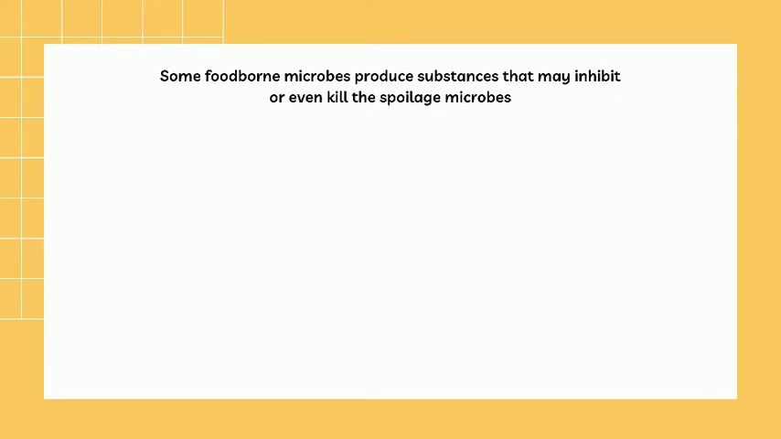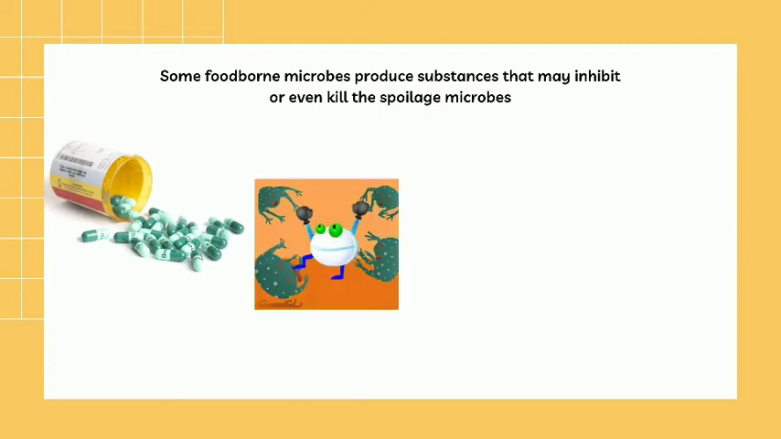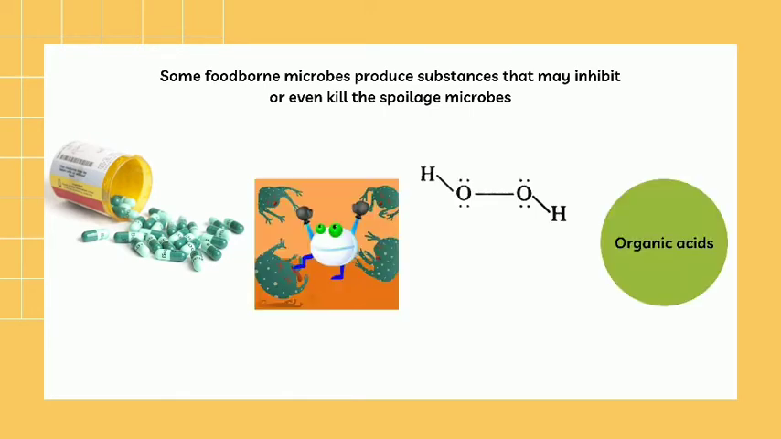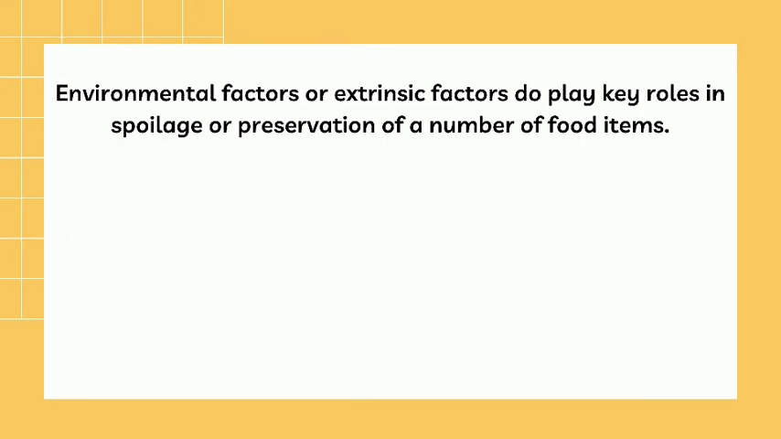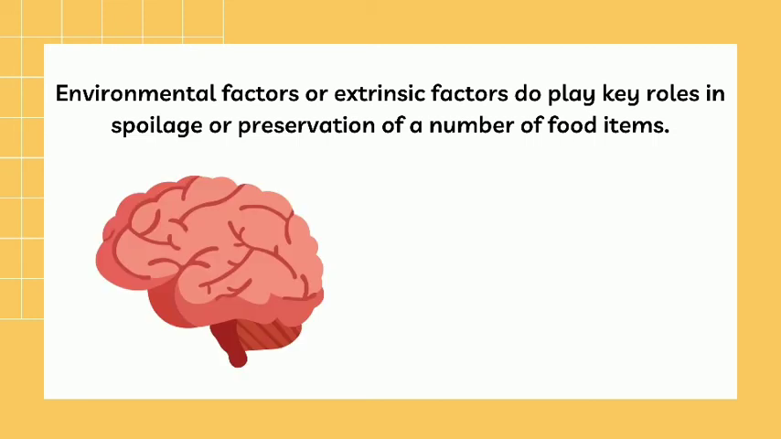Lastly, some foodborne microbes produce substances that may inhibit or even kill the spoilage microbes, for example, antibiotics, bacteriocins, hydrogen peroxide, and organic acids. Thus, these benefit food preservation in the capacity of so-called natural biocontrol agents which enhance the food shelf life and decelerate the food spoilage. So guys, these environmental factors or extrinsic factors do play key roles in spoilage or preservation of a number of food items. Hope this video has added more value to your pre-existing knowledge.